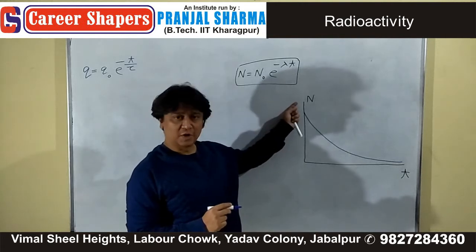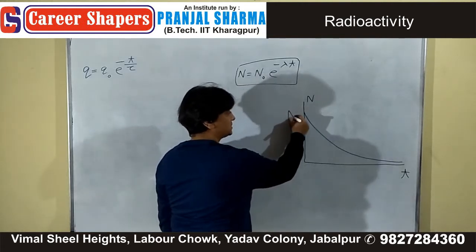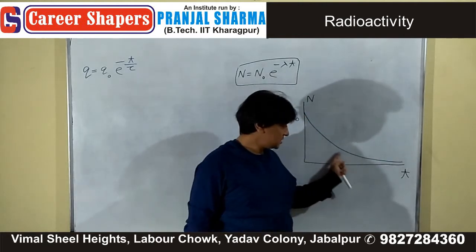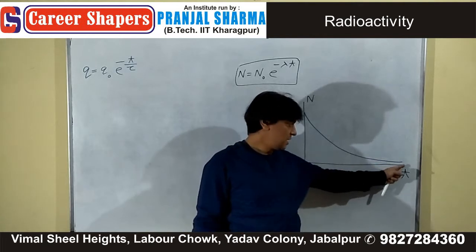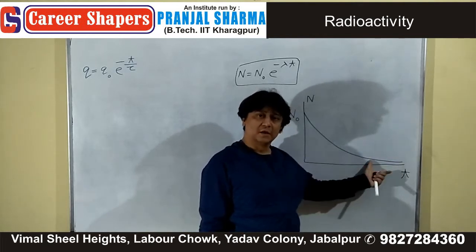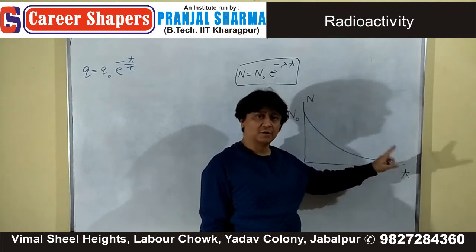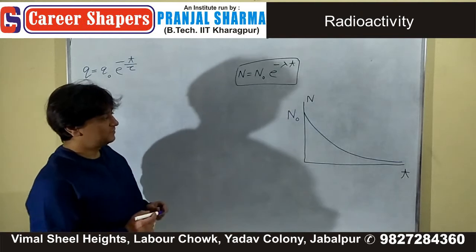Number of active nuclides, initially that number is N naught. And as time increases, the number of active nuclides decreases, and when you reach infinity, when t becomes infinite, all the nuclides have now disintegrated. That's how you plot the graph.